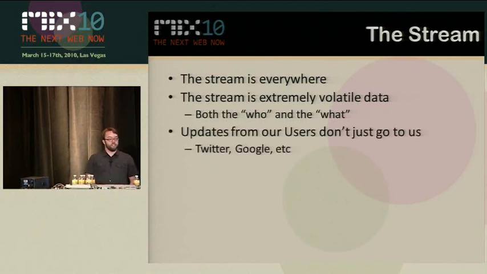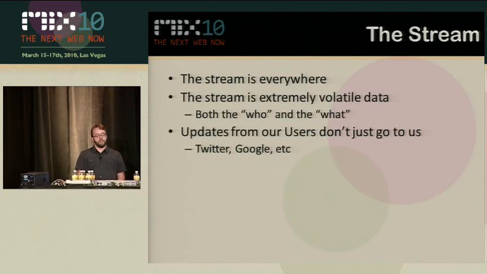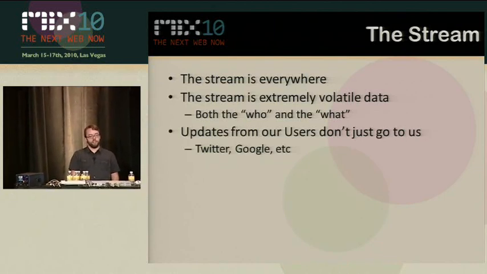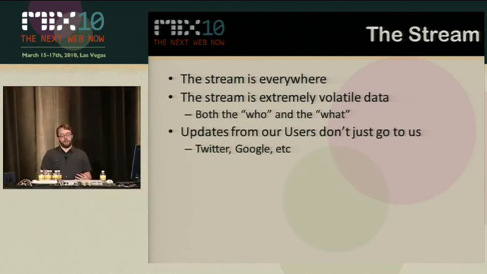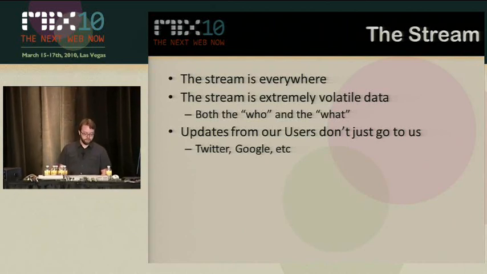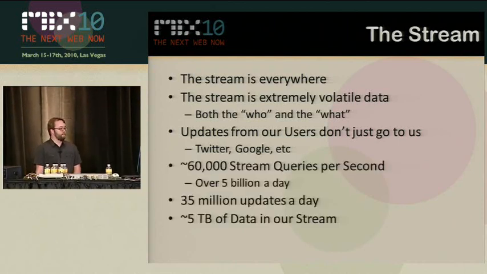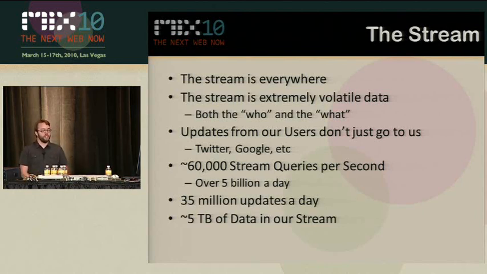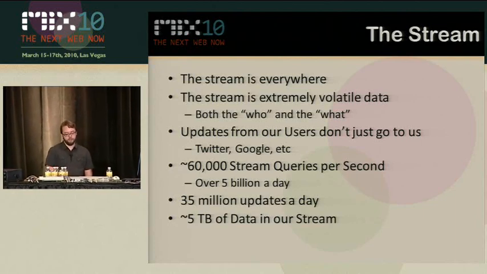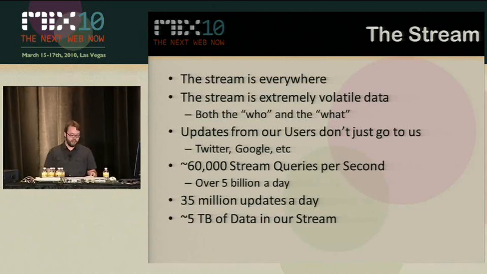Also, updates from our system don't just stay internal. There is searchability on Google. Updates go through the Twitter sync. And so it's not just a simple matter of updating a cache. Again, because big numbers are fun, our system serves about 60,000 queries a second, which, if you can do arithmetic, is about 5 billion a day. And we see about 35 million updates into that system. And last I checked, we've got about 5 terabytes of data needed to serve all of that.